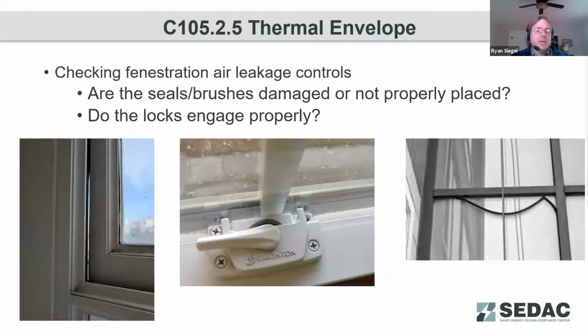Something else that we're going to be checking for as part of this is, do we have the proper air leakage controls for windows? Windows are rated as far as air leakiness. And so part of this is checking to make sure were they installed properly. Windows that are operable should be able to close, and the locks should be able to engage. The locks are part of that testing process for fenestration, and so that air leakage test is generally with those locks engaged.